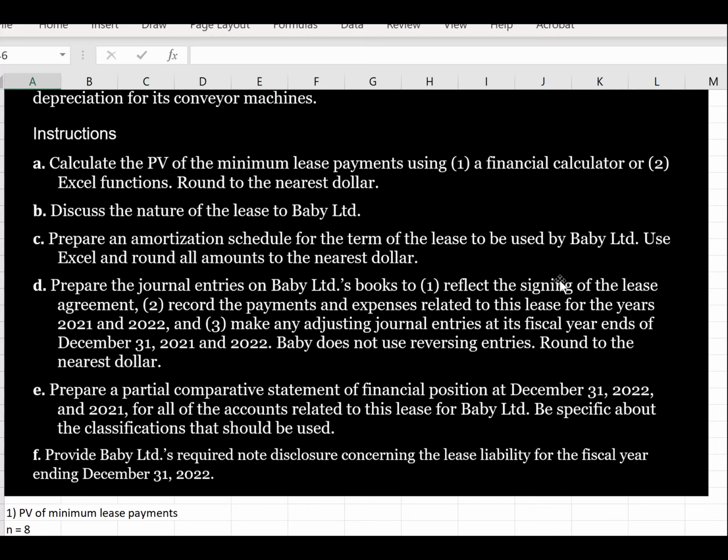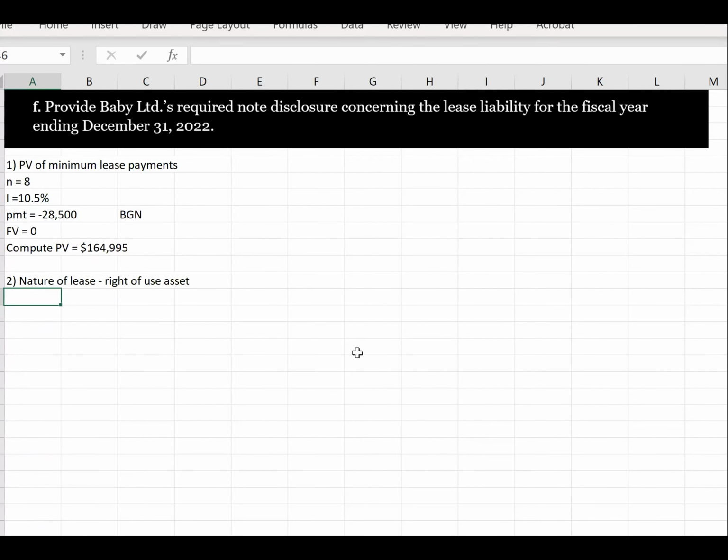Prepare an amortization schedule for the term of the lease to be used by Baby Limited. Okay, we can do that. So 3 is going to be an amortization schedule. And the amortization schedule is for the lease liability. So we're going to have date here, January 1st, 2021. We have that twice, January 1st, 2022, January 1st, 2023.